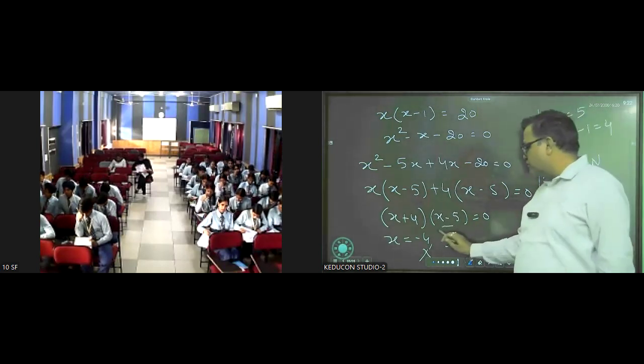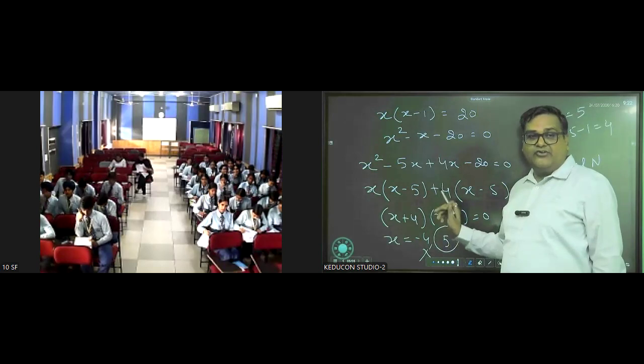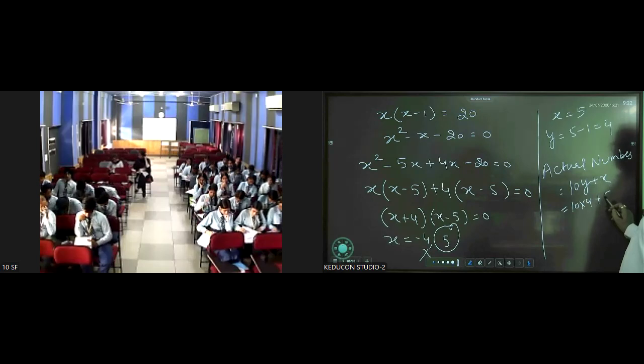So what is the actual number, students? You are not supposed to leave the question till here. You have to find the value of the number. So the actual number will be, what is the actual number? 10y plus x. What is 10 into 4 plus 5? So that comes out to be 45.